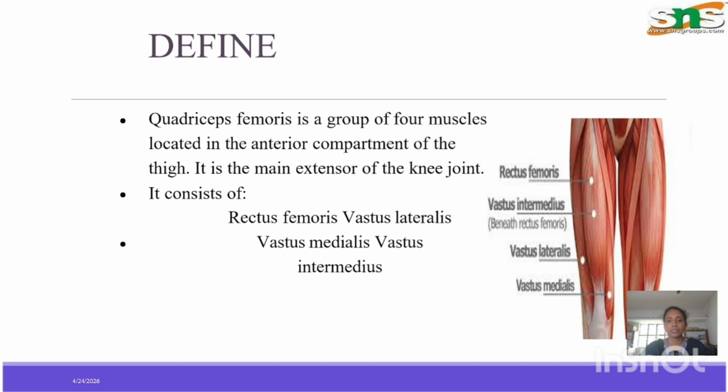So what are the muscles that make up quadriceps femoris? It consists of rectus femoris, vastus lateralis, vastus medialis, and vastus intermedius. In this picture, you can clearly see the rectus femoris, vastus intermedius. Here is the vastus lateralis, which is laterally located, and vastus medialis, which is medially located. In between vastus lateralis and vastus medialis, there is an intermediate muscle, the vastus intermedius, which lies beneath the rectus femoris. So, rectus femoris will be superficially present, and the vastus intermedius will be deep to the rectus femoris.